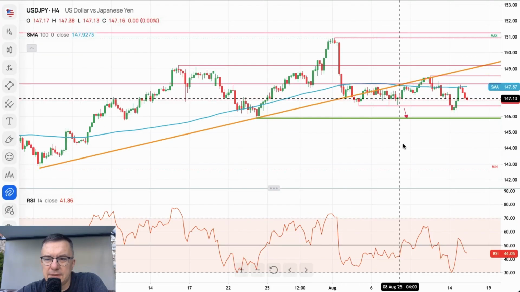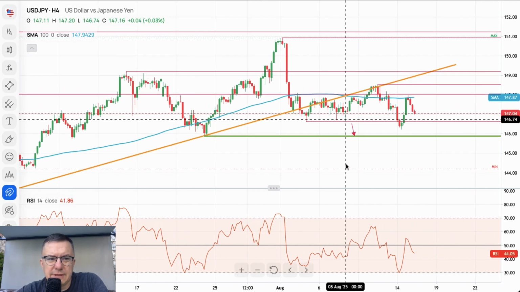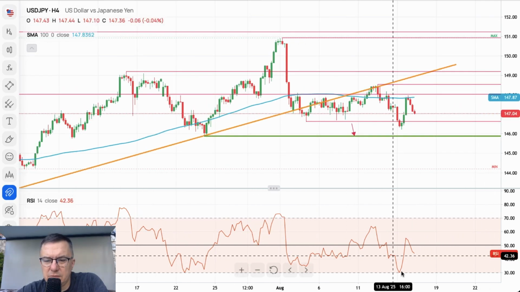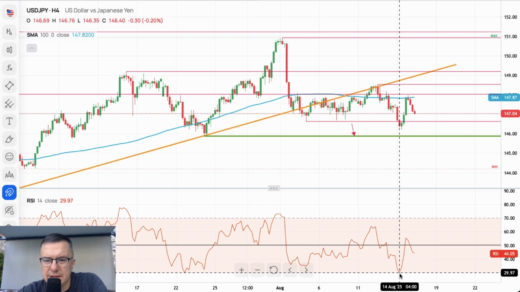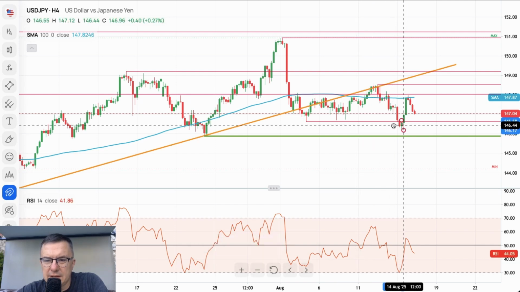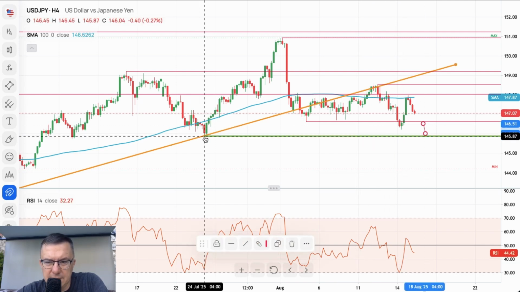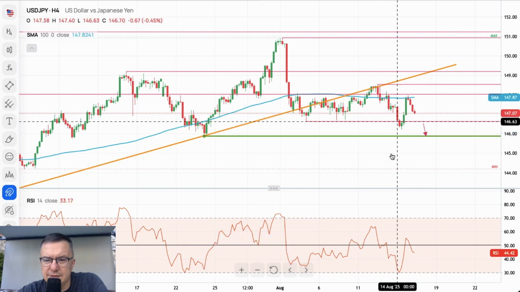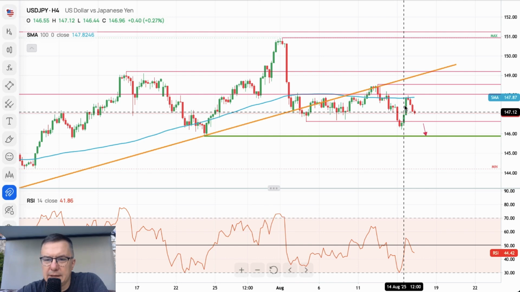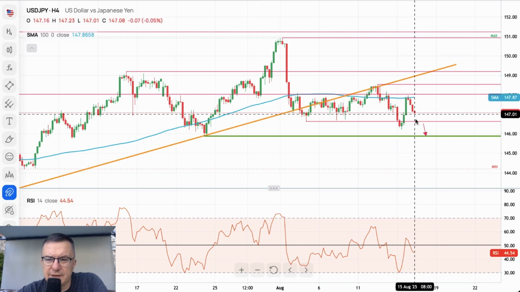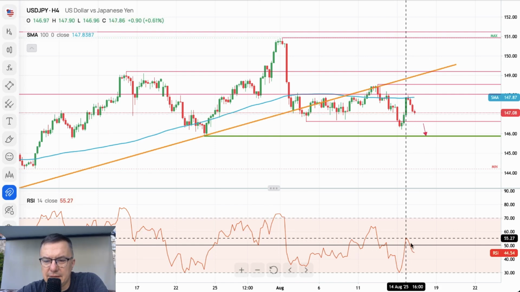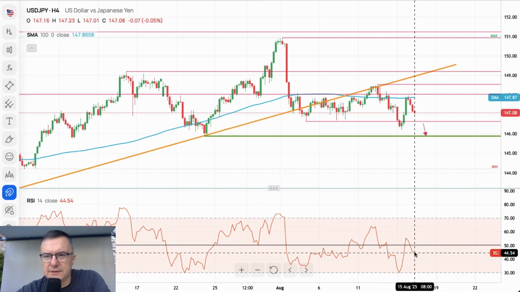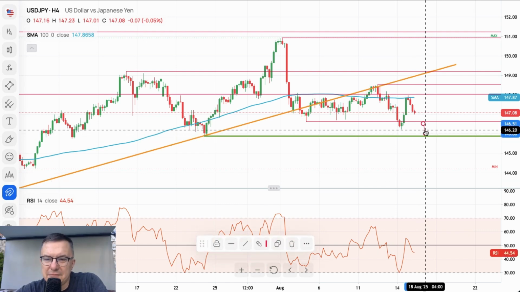US dollar versus the Japanese yen, 4-hour time frame chart, went down towards the level of 146.29, and then obviously it should go a little bit lower towards 145.87. This is the technical support. Nevertheless, it bounced back towards the 100 periods moving average at 147.87, and it was reversed to the downside as well. Right now the market is back below the level of 50 on the RSI, obviously, and it's looking for another movement to the downside.